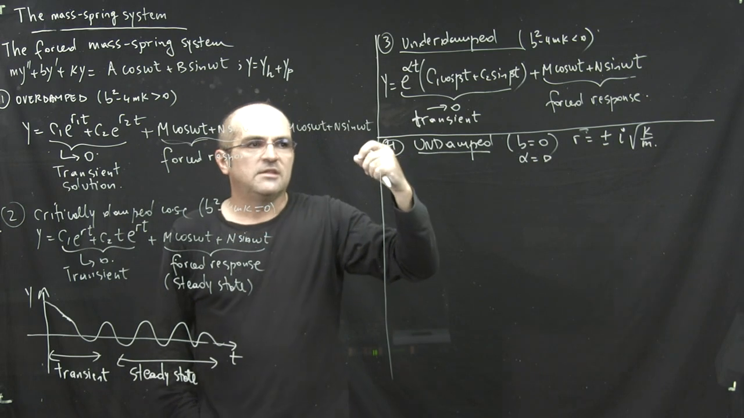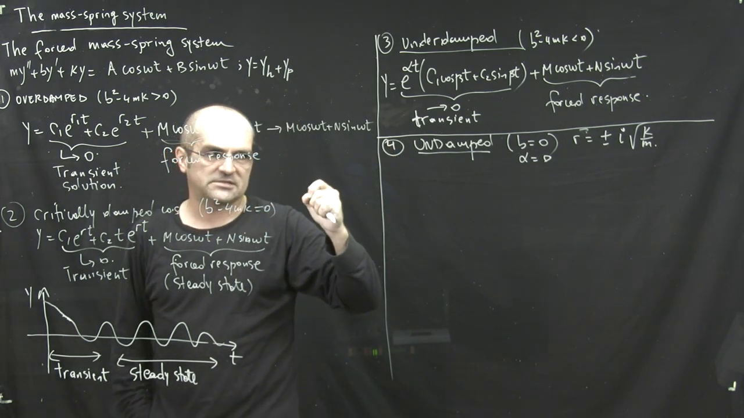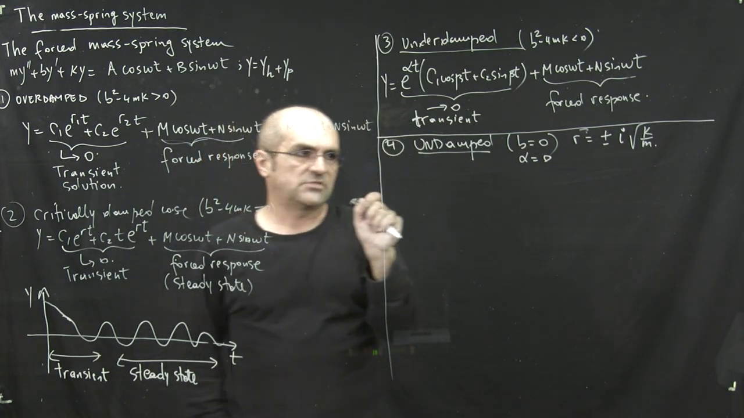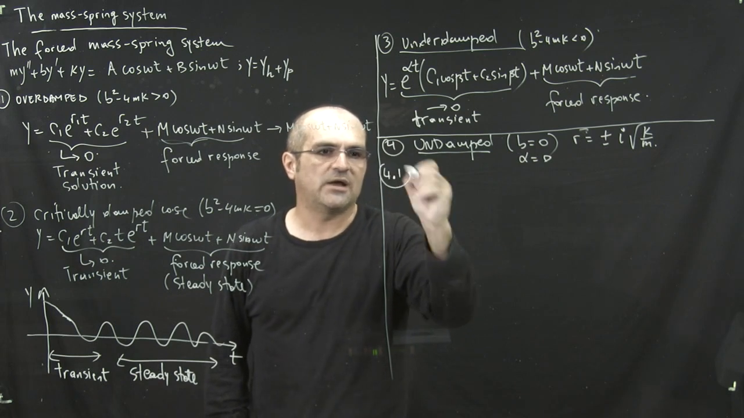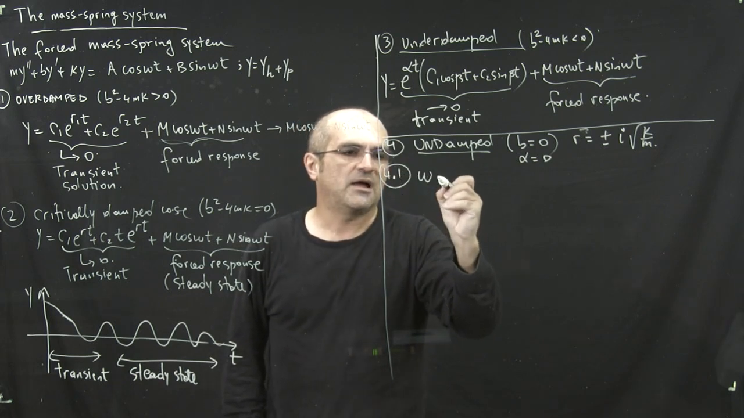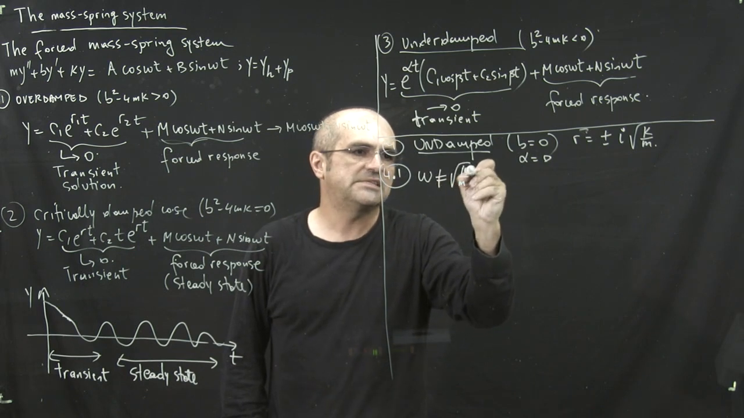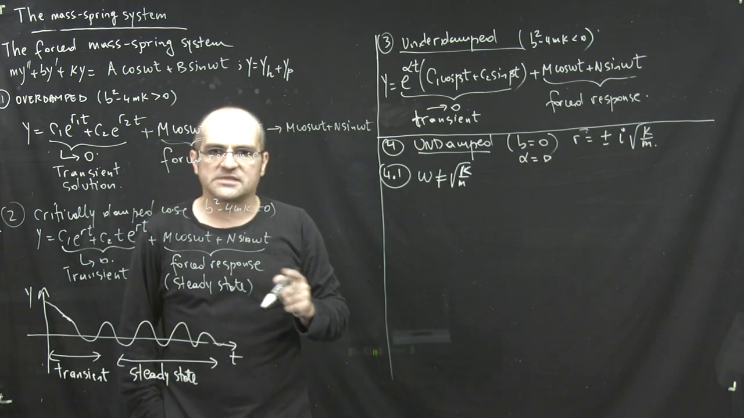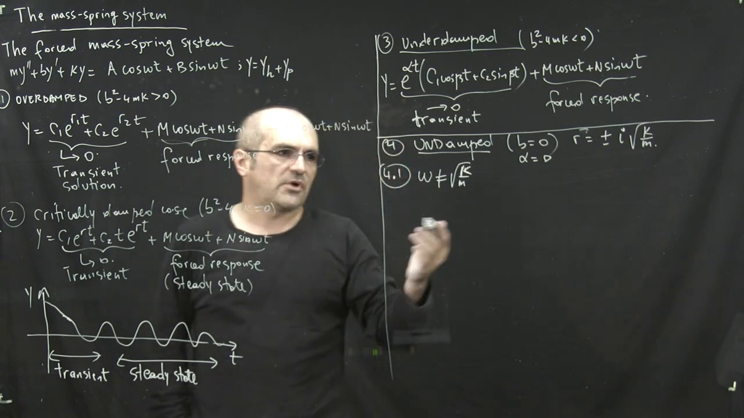Okay, so this is why you have essentially two sub-cases in the undamped case: equal frequencies or different frequencies. So for example, case 1, let's call it 4.1, omega is not equal to root k over m. So distinct frequencies between the external force and the internal oscillations of the mass spring system. Well, in that case, you have a fully periodic motion.